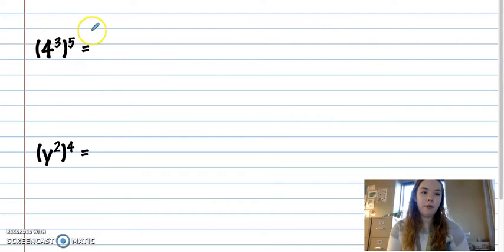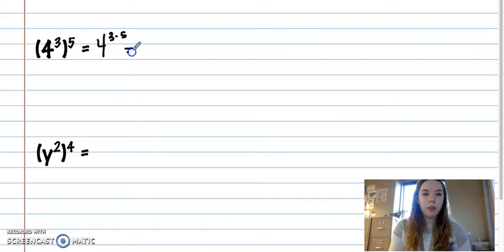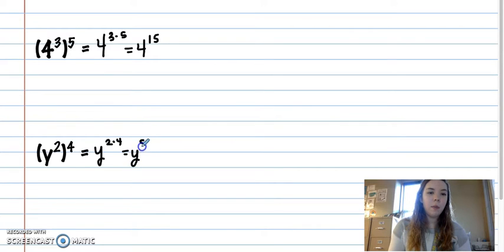Okay, here we have 3 and 5. So we would take 3 times 5. So that'd be 4 to the 15th. Here we have 2 and 4. So we would take 2 times 4 is y to the 8th power.